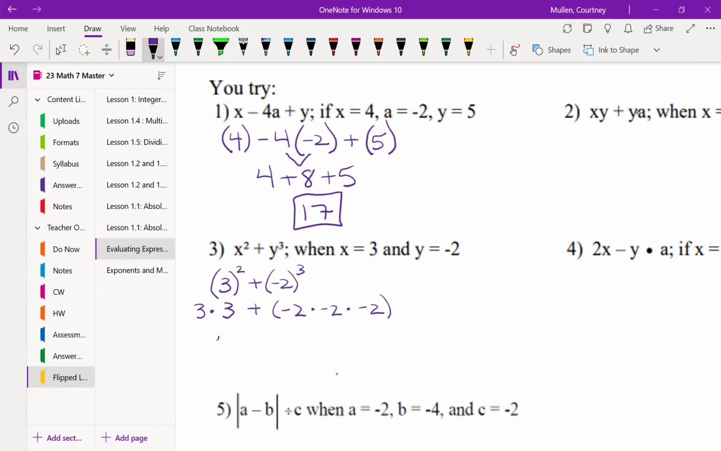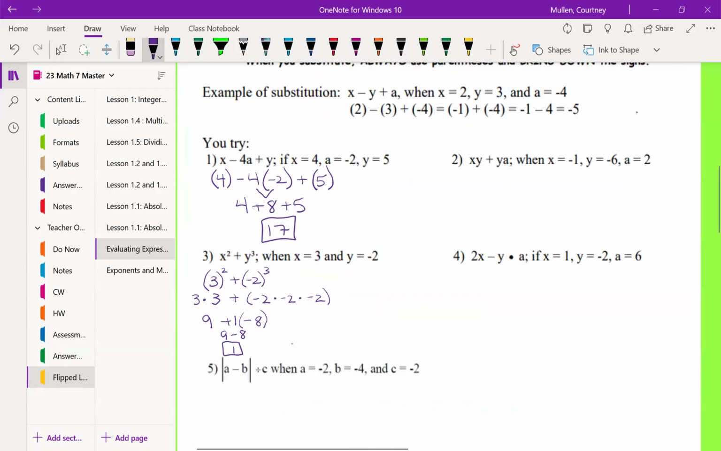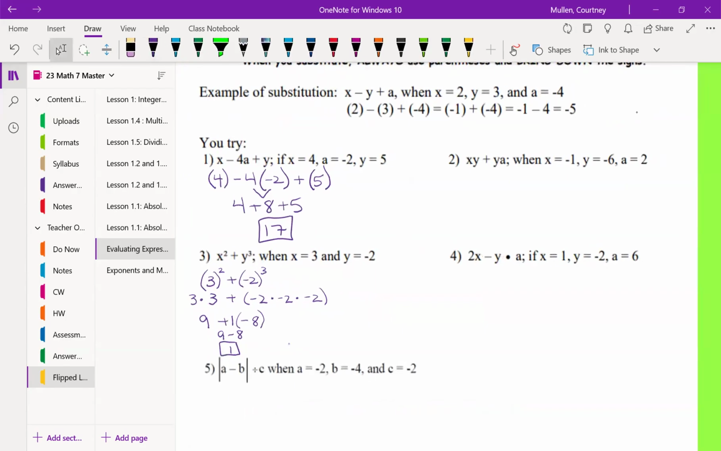So 3 times 3 is 9, plus negative times negative times negative would be a negative. 2 times 2 is 4. 4 times 2 is 8. This is our 1. We'll simplify our double sign to get us an answer of 1. Pause the video and do number 2.